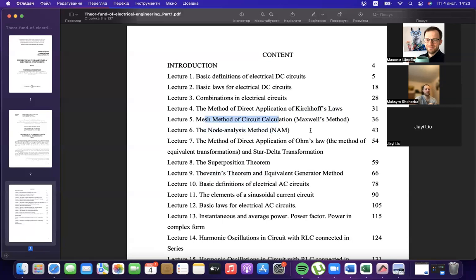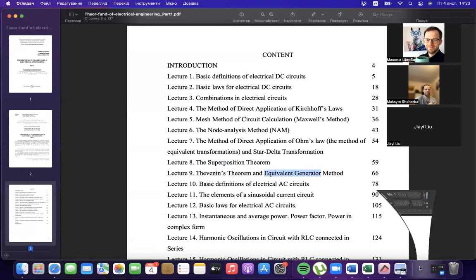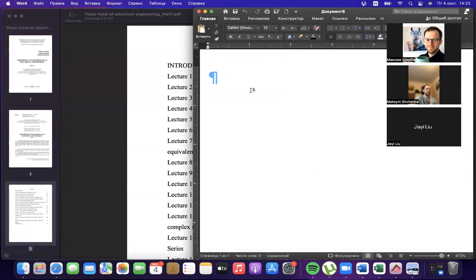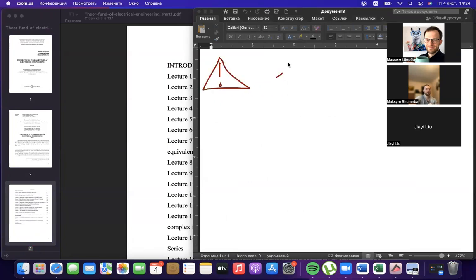But for some specific cases, more useful will be superposition and equivalent generator, in a situation like this. Superposition, the idea is very simple. The most important thing is that this method could be used only for linear circuits.